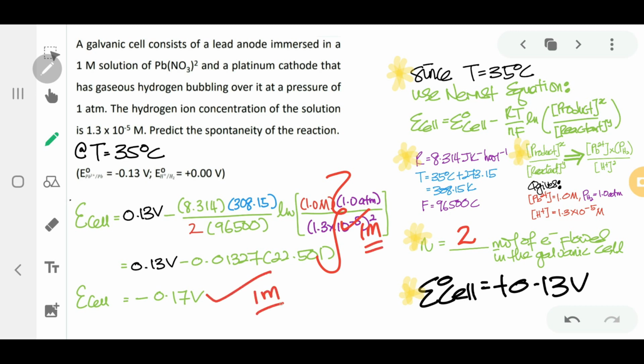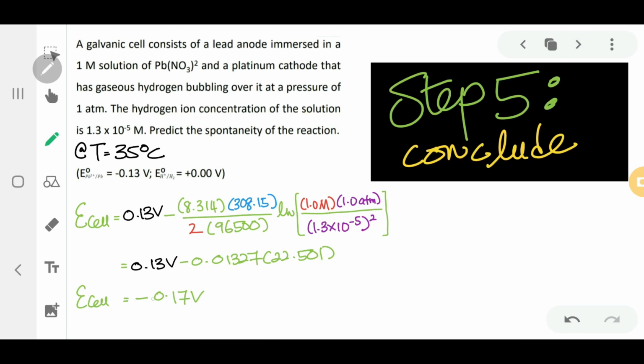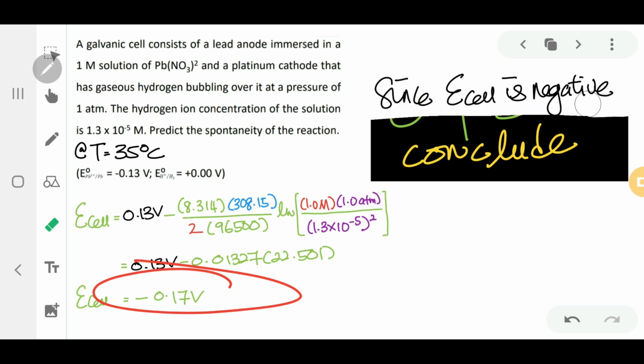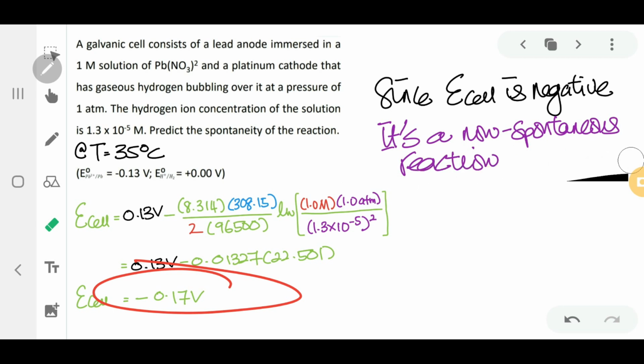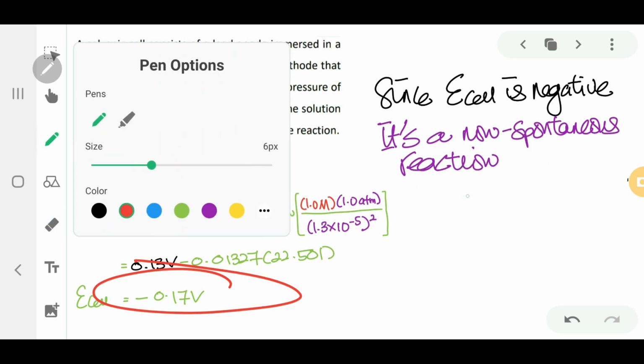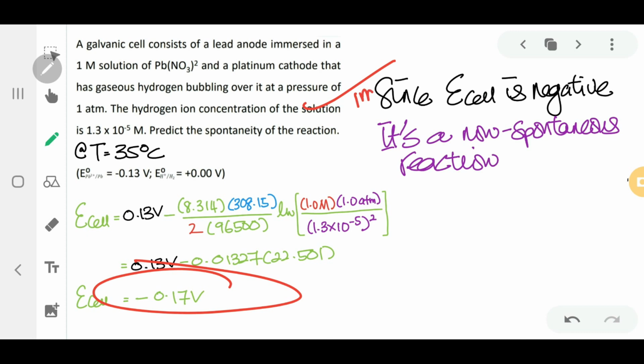This is 1 mark. And is it going to be spontaneous or non-spontaneous? So in step 5, you're going to conclude, since you have a negative value over there. So you're going to write, since the E cell is negative, it's a non-spontaneous reaction. So this, you'll get 1 mark. And for that, you will get another 1 mark. So that's how you're going to predict the spontaneity.